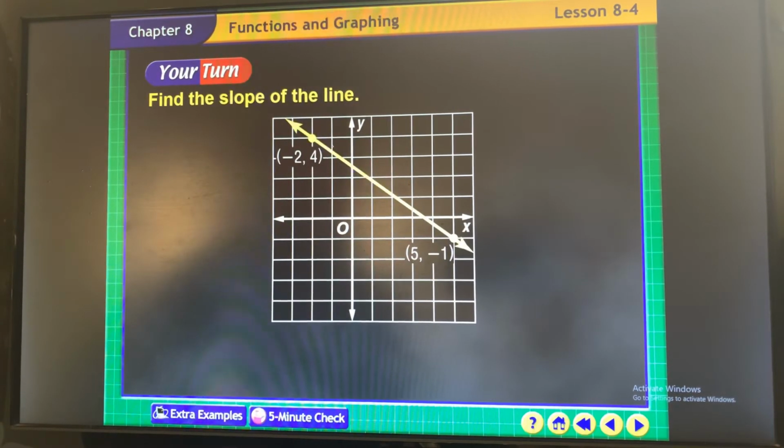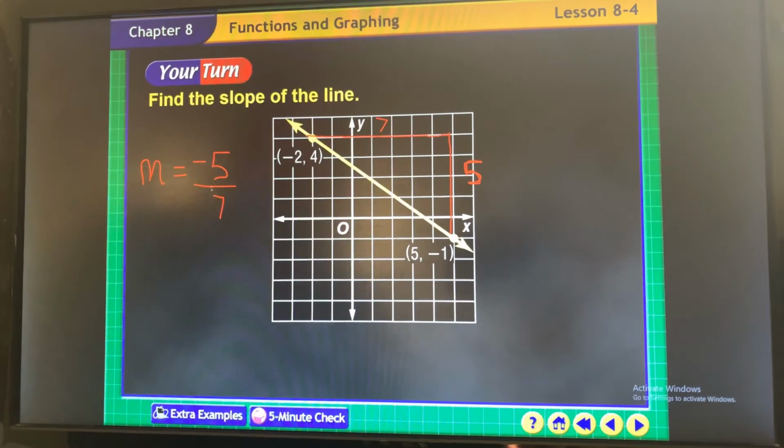So first of all, notice it's going down. So know that m is going to be equal to negative. So let's rise 1, 2, 3, 4, 5. That gets level. Then we turn down the street to go to our friend's house. 1, 2, 3, 4, 5, 6, 7. So negative 5 over 7.